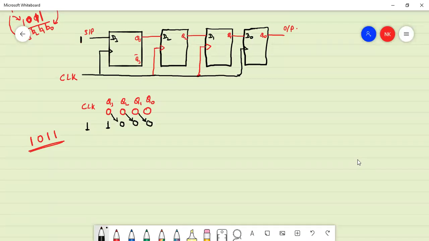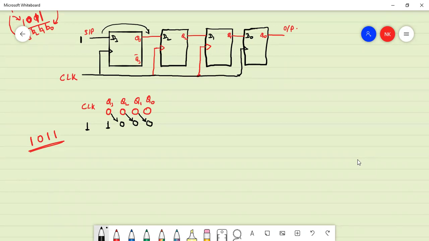As you all know, this is a D flip-flop. And what is the work of a D flip-flop? A D flip-flop transfers whatever we have at the input to the output. Okay, D flip-flop just does that. So this is the case for the first clock pulse.